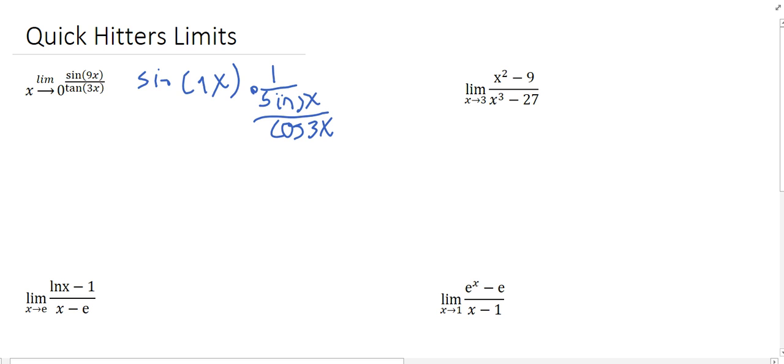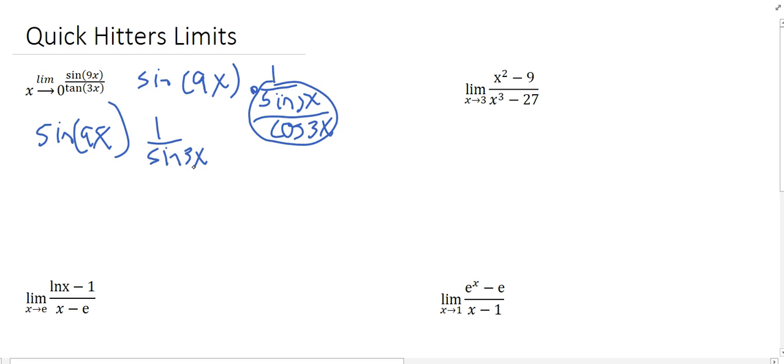So if I further separate this, the cosine of 3x should be up in the numerator, and the sine of 3x is in the denominator. Let me write this down as 3 separate ones. So we still have our sine of 9x originally, and then we have 1 over the sine of 3x, and on top the cosine of 3x. So let me erase this and put the cosine of 3x.